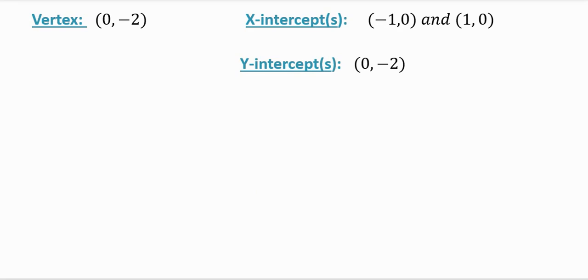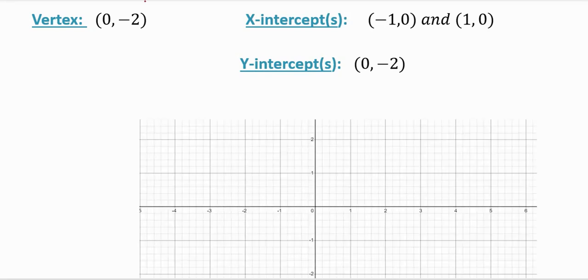Let's move to another example. Suppose the vertex is (0, -2), and the x-intercepts are now given in the form of the points (-1, 0) and (1, 0), and the y-intercept is (0, -2). If we consider this in the graph, the vertex is (0, -2). This is your x-axis, this is your y-axis. Vertex means x is 0 and y is -2, so it will be a point here.